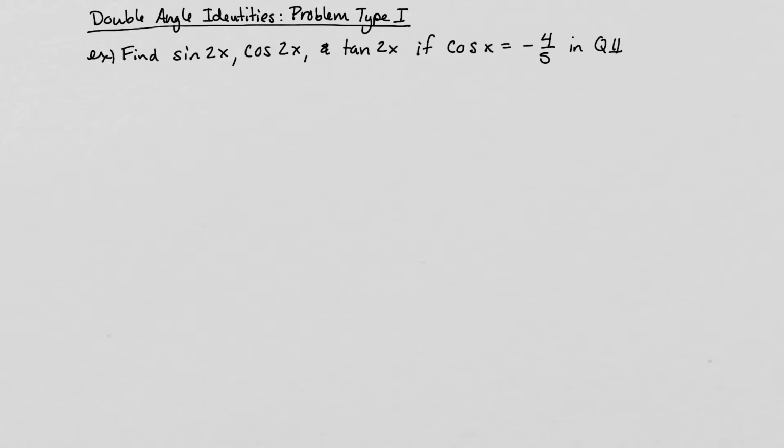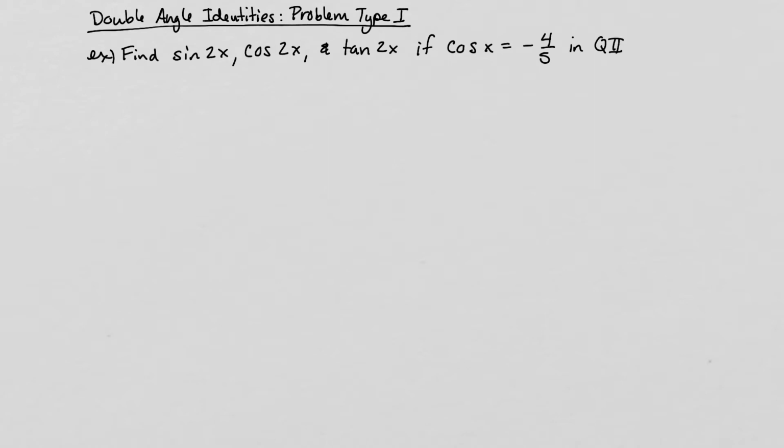So in this video, we are going to use the double angle identities. You can find the double angle identities, again, on that sheet that I have in Canvas. For example, find the sine of 2x, the cosine of 2x, and the tangent of 2x if the cosine of x is equal to minus 4/5 and it's in quadrant 2.